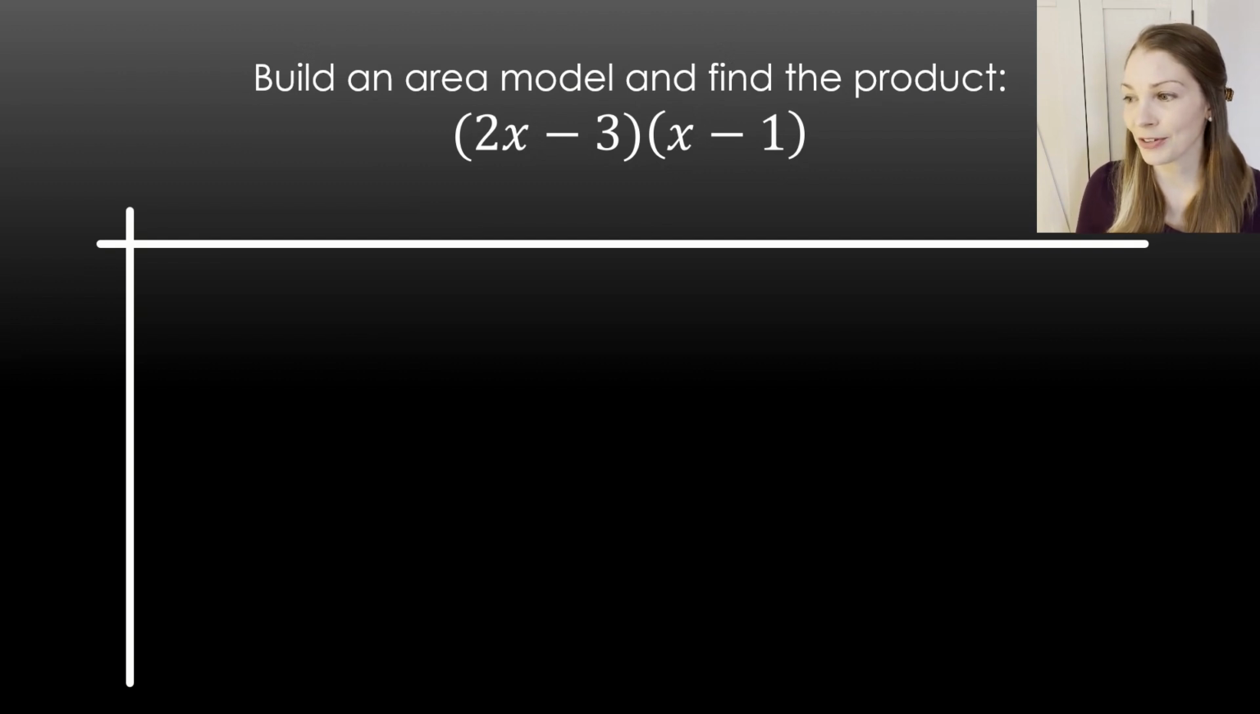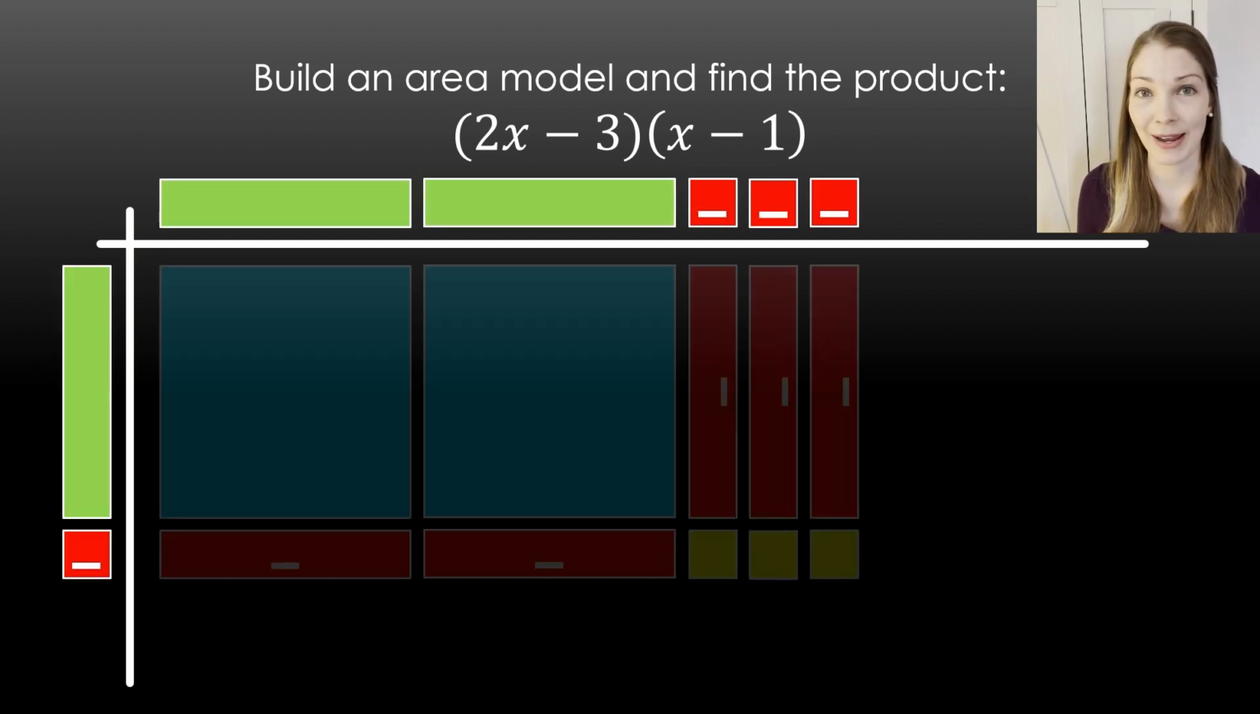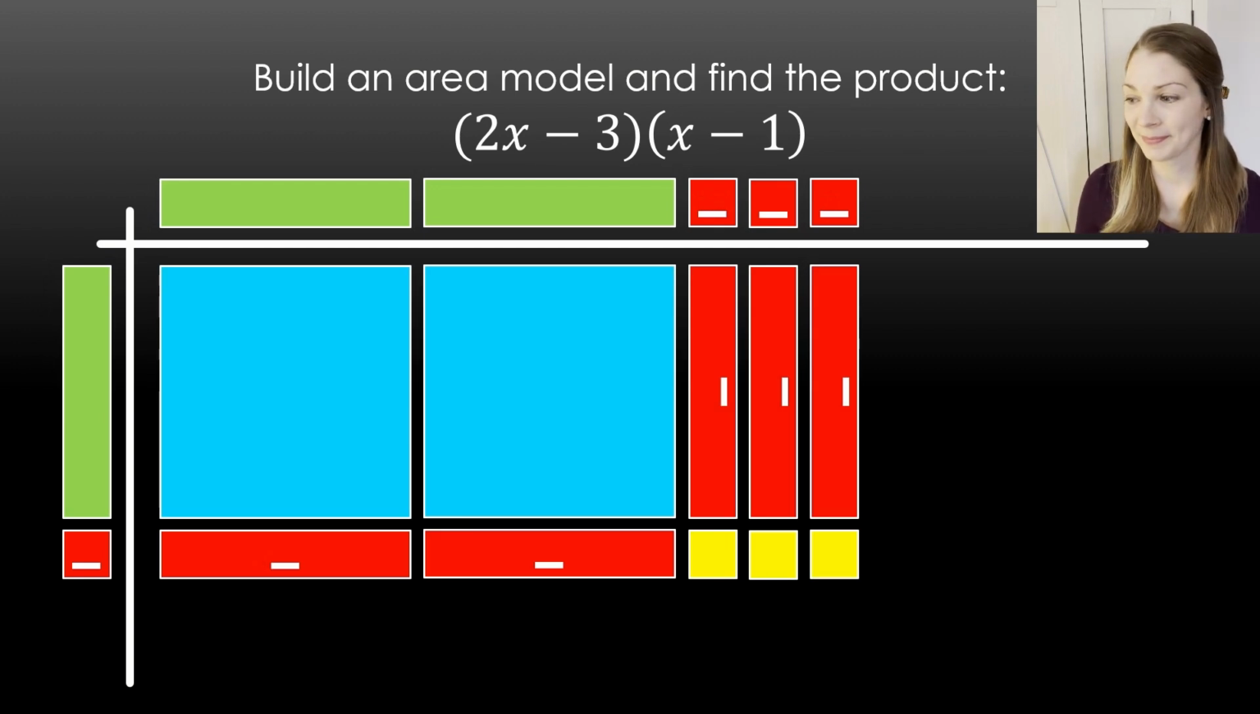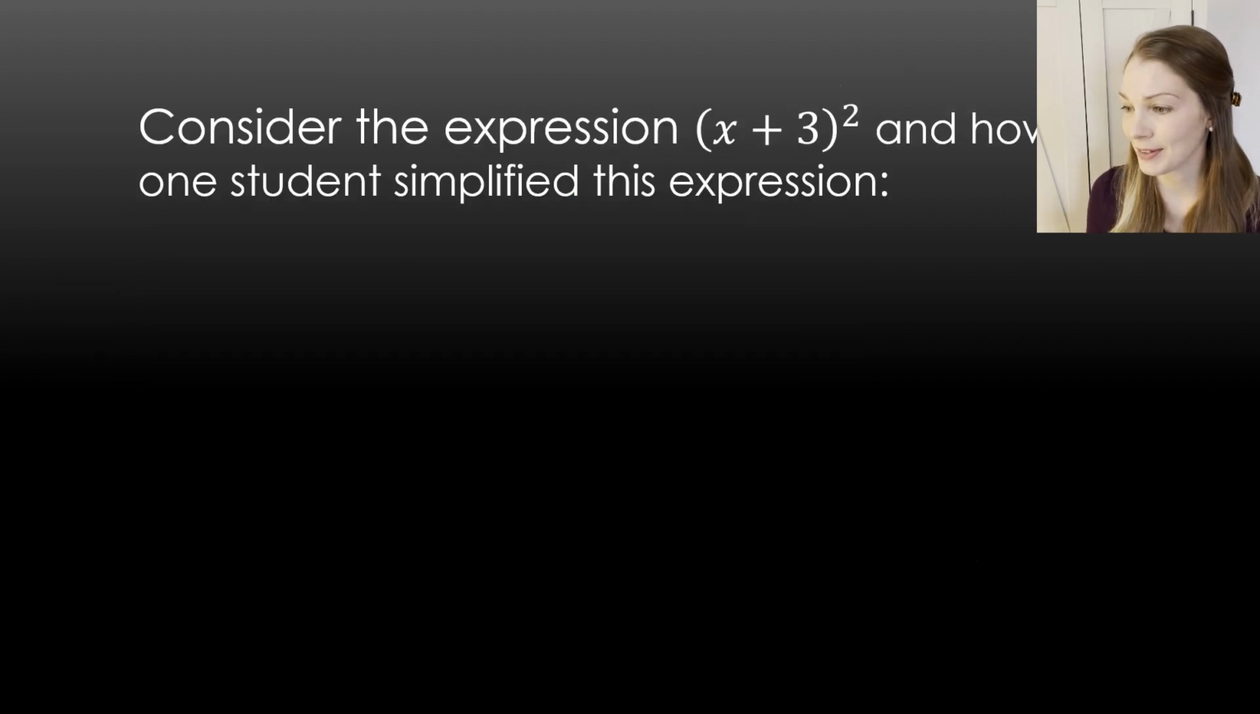All right, try this one out. 2x minus 3 times x minus 1. Here are our factors, and then we can fill in the area. All right, so again, we're paying attention to signs here. We're getting some negative x's, but then we end up with positive unit tiles when we multiply those.